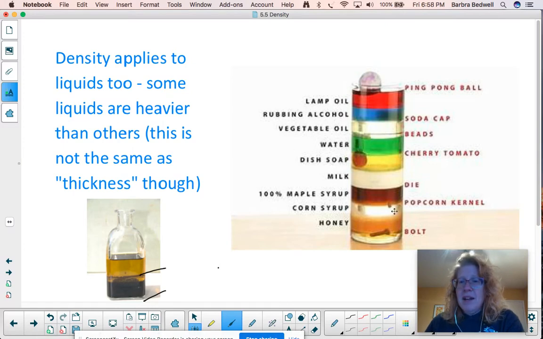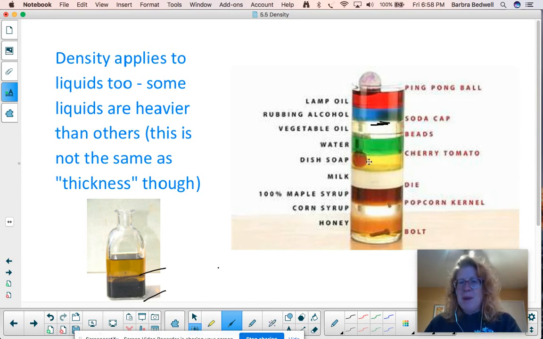And what's kind of cool is that the solids over here on the right side will sink depending on how heavy or light they are. So ping pong balls are less dense than even lamp oil, so they float on the very top. A soda cap, like a plastic cap on a 2-liter soda bottle, is going to end up right in that zone. It'll sink through the top two layers, and then it'll float on top of the vegetable oil. So it's kind of weird that they sink down to their point.